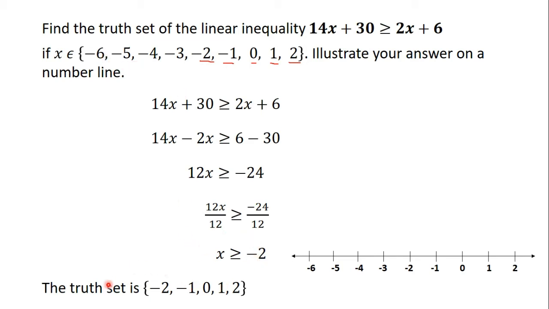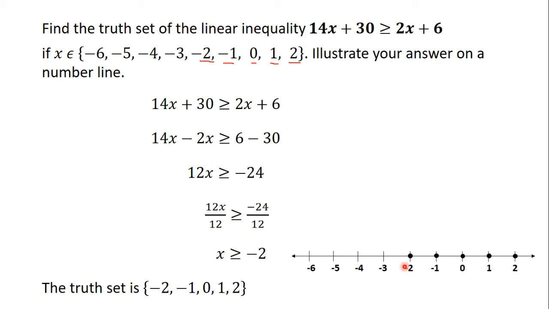Now we have to illustrate this truth set on this number line. The truth set is -2, -1, 0, 1, 2. So you go onto the number line, then you draw circles on those numbers. You draw a circle on -2, then you shade it. You draw a circle on -1 and shade it. You draw a circle on 0 and shade it. You draw a circle on 1 and shade it. Then finally you draw a circle on 2 and shade it, to indicate that those are the answers, or the solution, to our inequality.